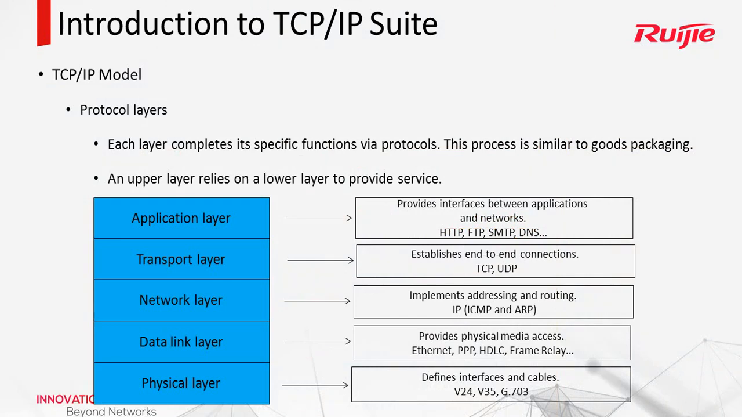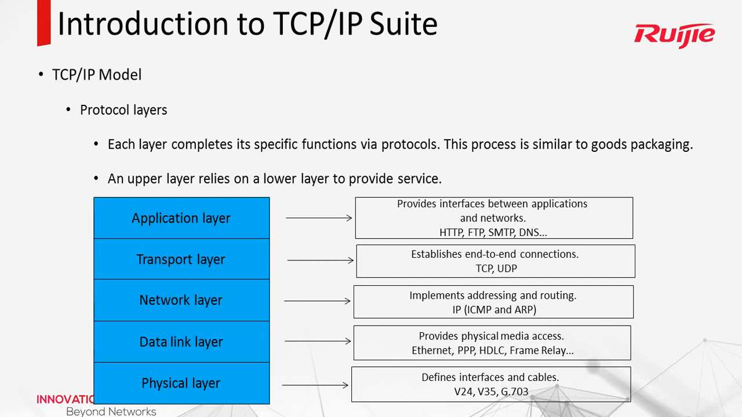For example, the application layer provides some protocols, for example, HTTP, FTP, DNS, Telnet, and so on. Then the transport layer is about TCP and UDP. It establishes end-to-end connections. The network layer provides the addressing and routing functions. Normally, we can see the IP address in this layer.